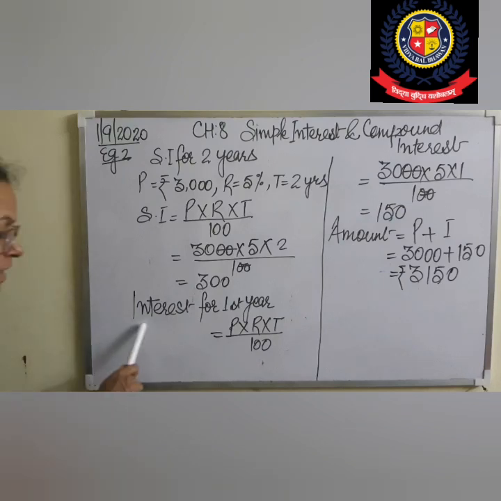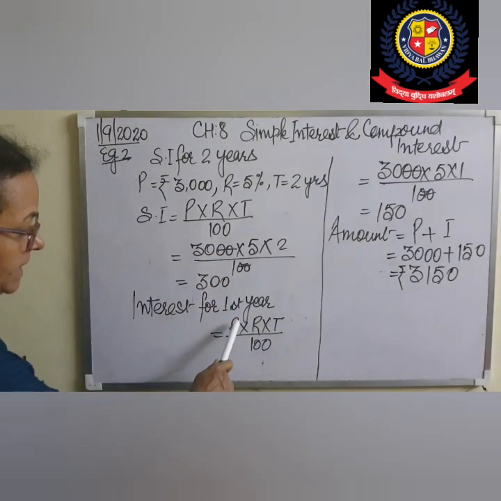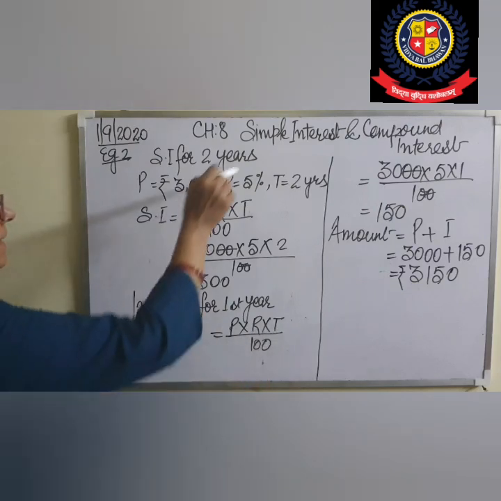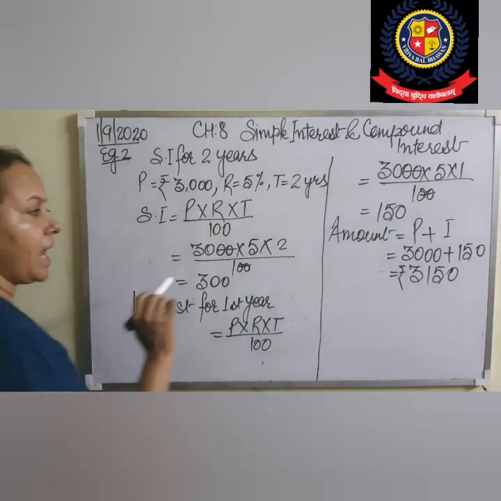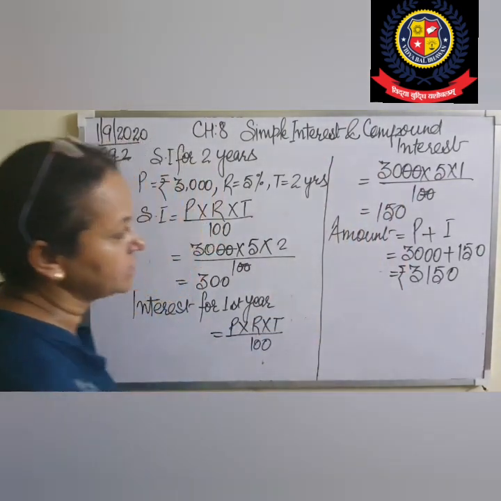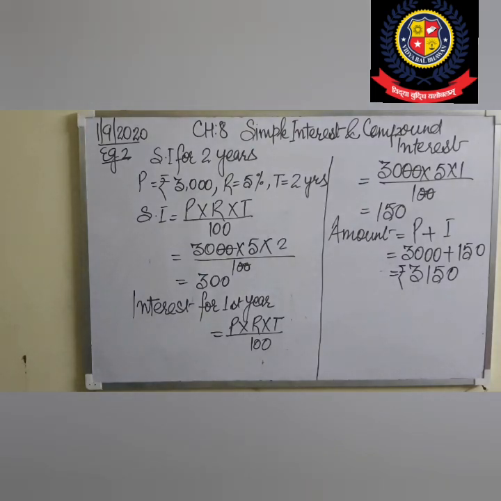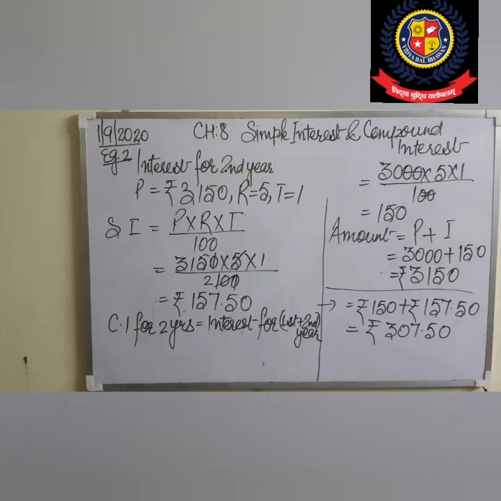Simple interest. So, interest for first year, what will it be? P into R into T upon 100. अभी हमने 2 years का निकाला. Now we are going to find out the interest for first year. Right? I have to put the value 3000 into 5 into 1, upon 100. 2 zeros will be cancelled out by 2 zeros. 30 into 5 is 150. Through it, I have to find out the amount. Amount is equal to principal plus interest. This is 3000 plus 150, which is equal to 3150. Clear, students?